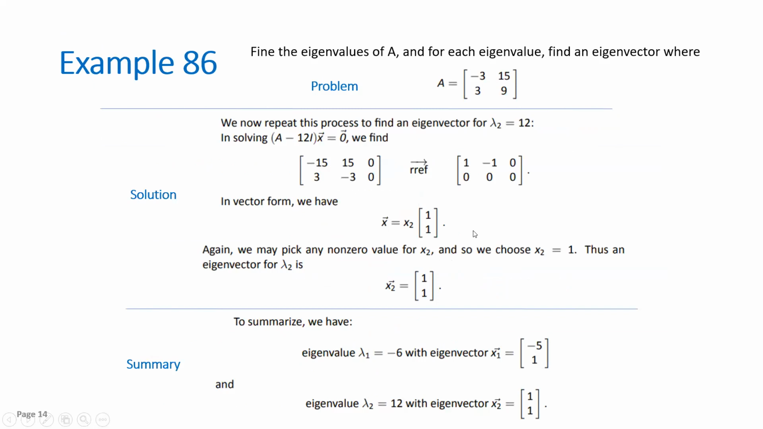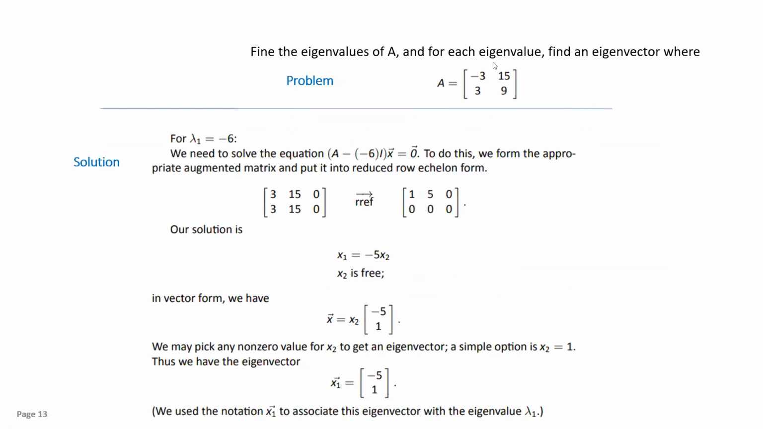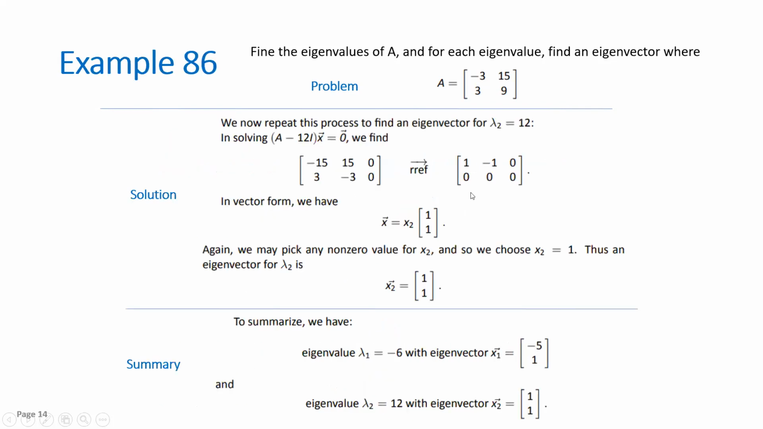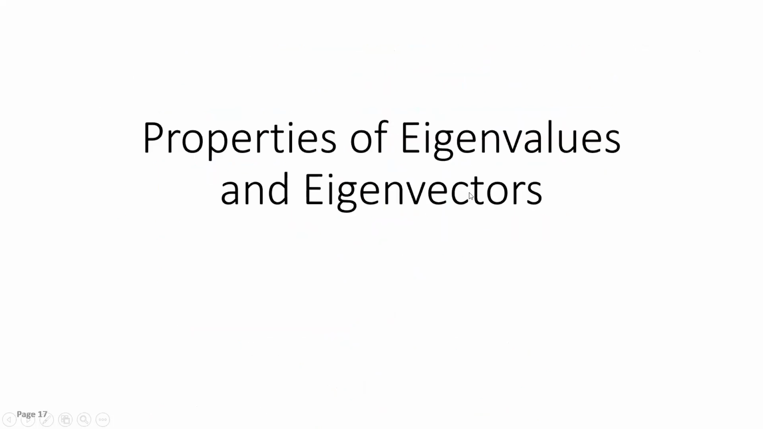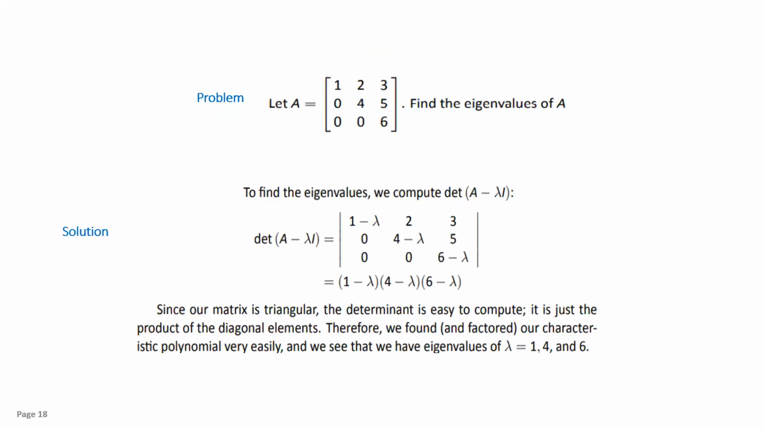So these are the different examples for solving for eigenvalues and eigenvectors. I have kept them for reference purposes. If you have any doubts, you can go through these different examples. The main important thing is that we need to remember the properties of eigenvalues and eigenvectors.